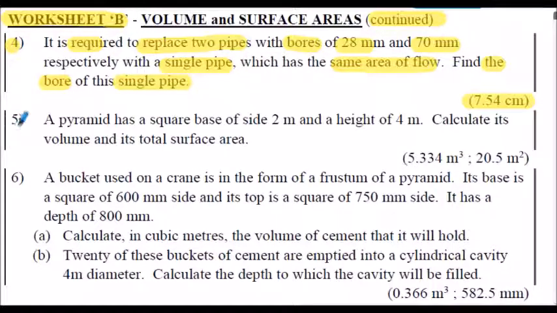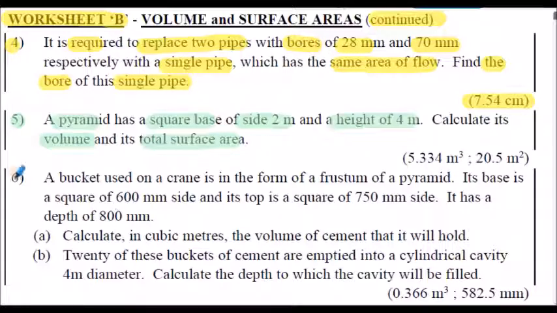Question 5 is a pyramid, has a square base of side 2 meters and a height of 4 meters. You've got to calculate the volume and the total surface area. Again, that's a question similar to what we reviewed in the previous lecture on using standard formulas.